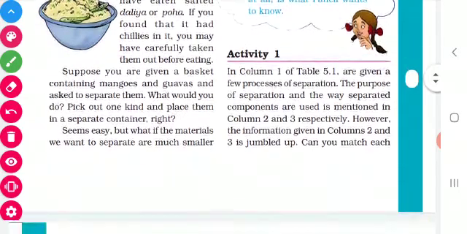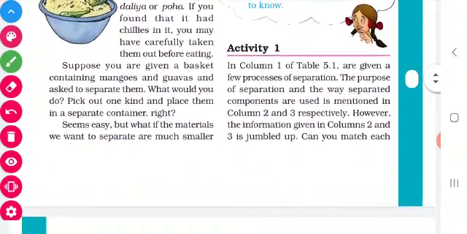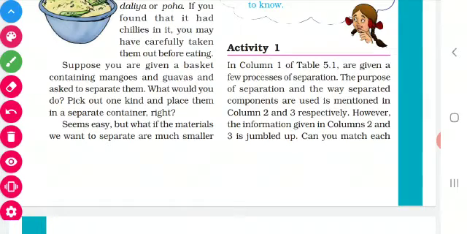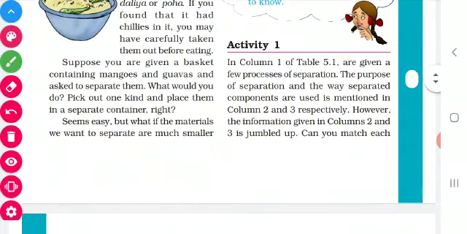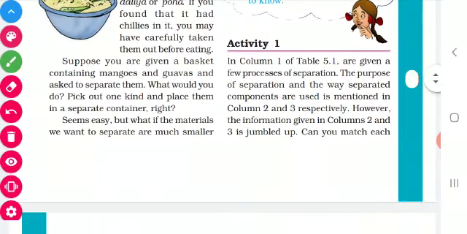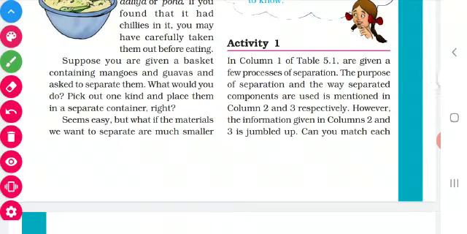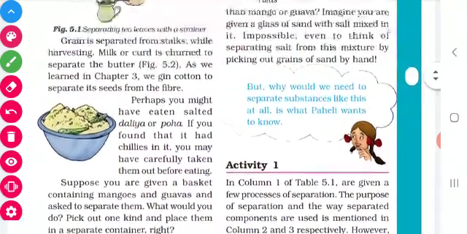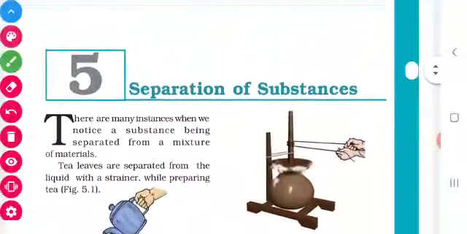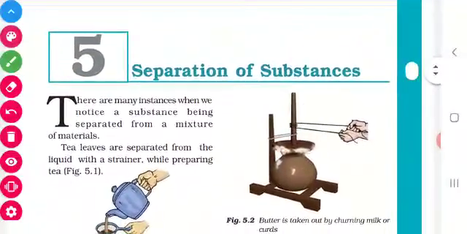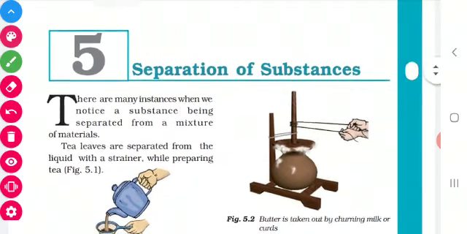Then I am giving you a basket containing mangoes and guava. I am asking you to take out the mangoes. What will you do? You will take the mangoes by your hand and separate them, isn't it? So that is also one type of separation. In this class we are going to see how to separate various substances. Let us see one by one.